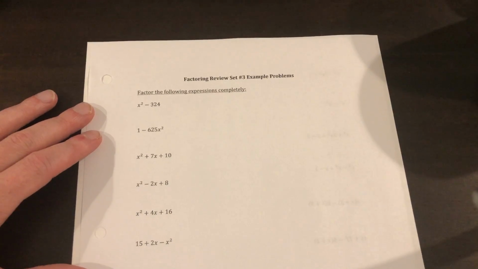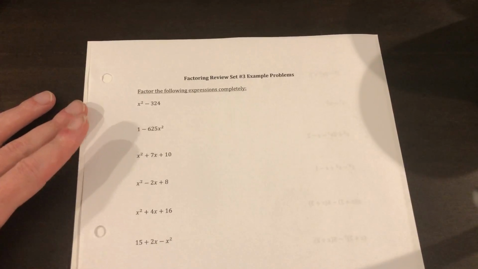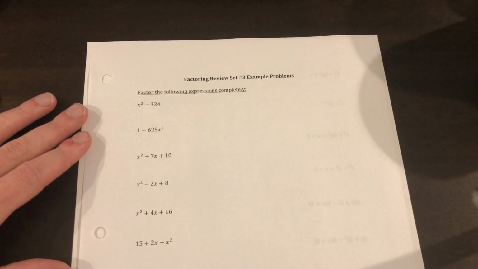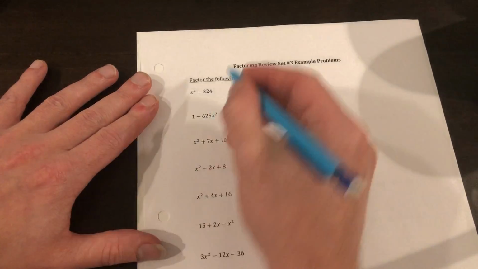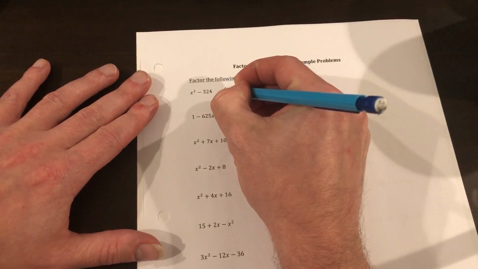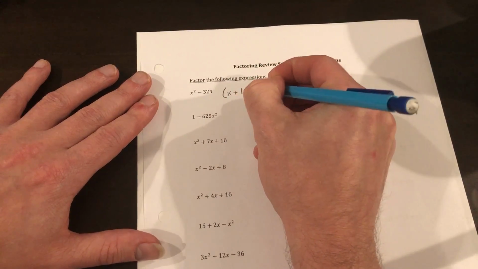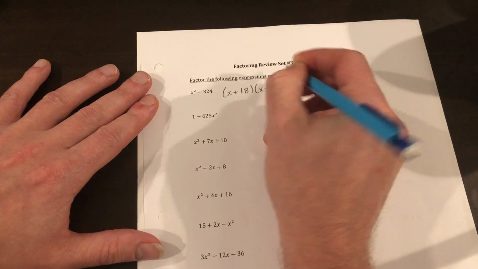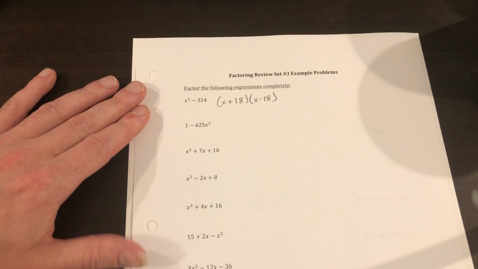Okay guys, so this is going to be our last lesson over factoring example problems. So we're going to go through this quickly. The first example problem is going to be a difference of squares. So square root of x squared is x. Square root of 324 is 18. Going back to what I said earlier, you need to make sure that you know all your squares through 25.